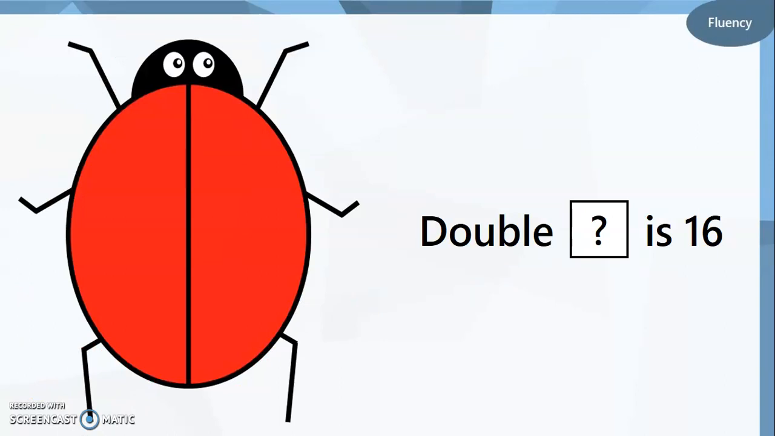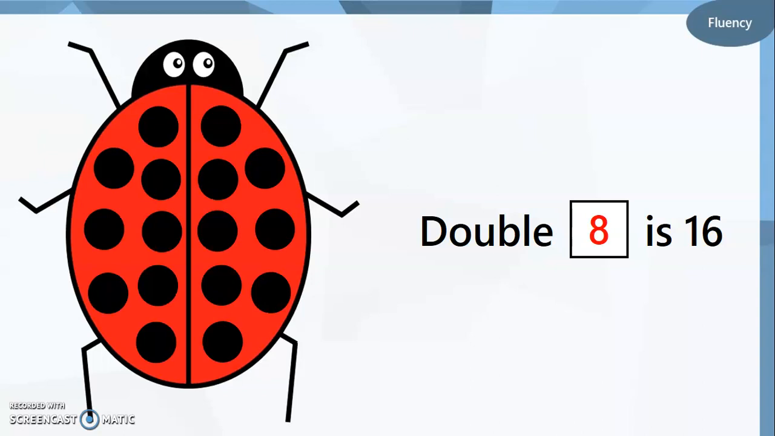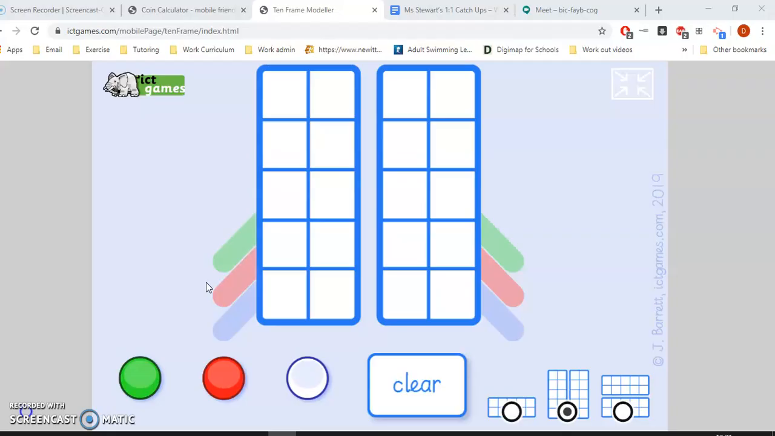Now this is one where we've got to think about the missing number. Double something is 16. It's a good idea when you've got problem solving to try and draw it out. One thing you could do is start drawing some different dots until you reach 16. So double 8 was 16. Let's have another look at a way that we could do that.